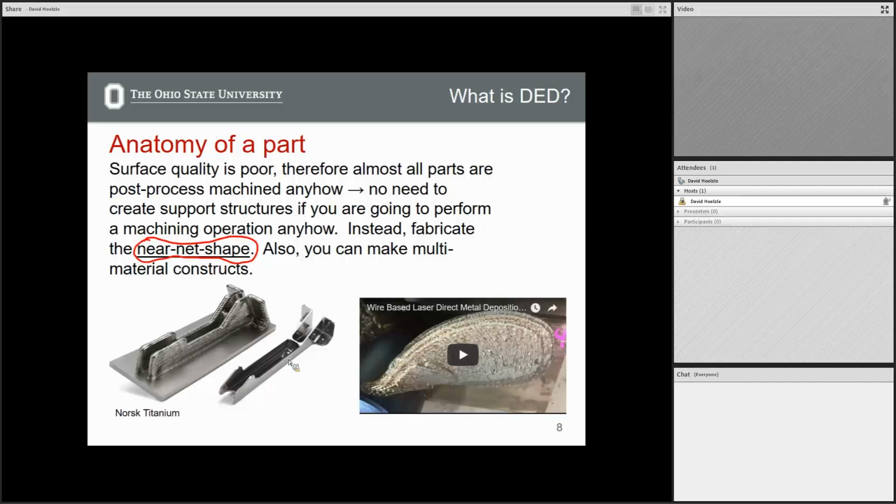Definitely a concern. If you talk to Norsk Titanium, they tell you that they're meeting forged part quality. I can't say I've independently looked at their plans to verify that, but yeah, they're hoping it.